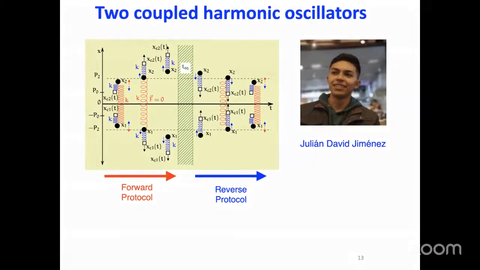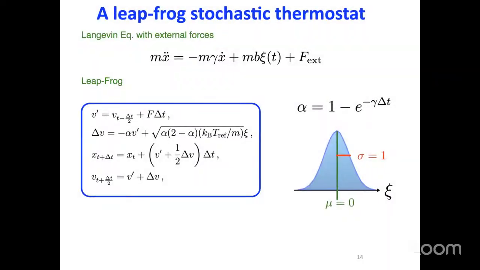So just to know that everything runs fine, the first thing is which thermostat are we using? We use this leapfrog thermostat that reproduces this Langevin equation with an external force. This damping constant produces an alpha, and this alpha you use here. And this epsilon is normally distributed, with mu equals 0 and sigma equals 1.